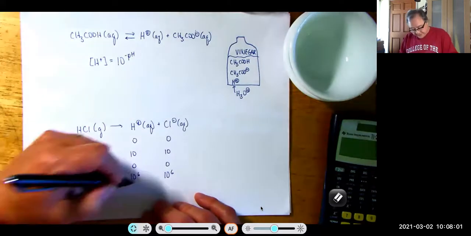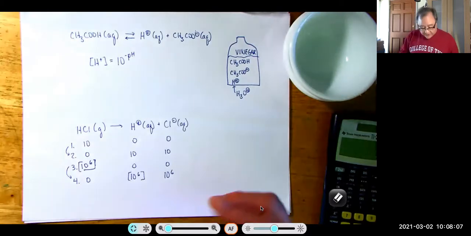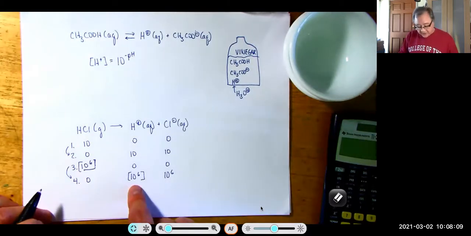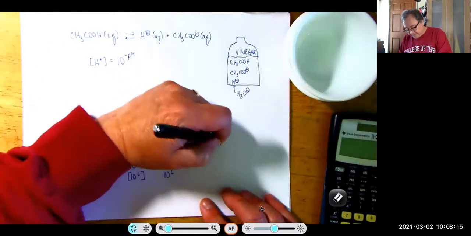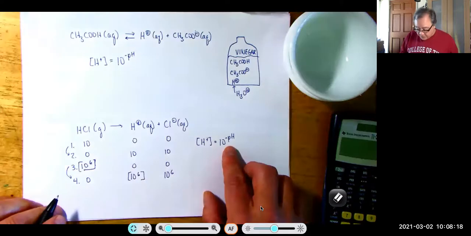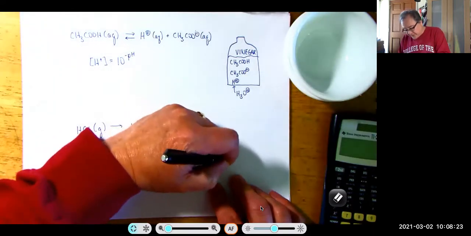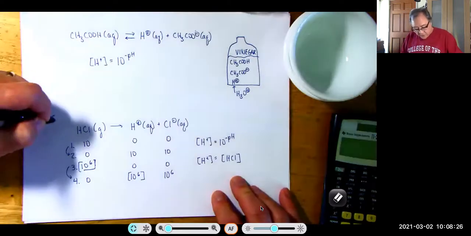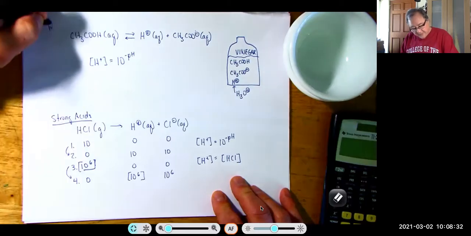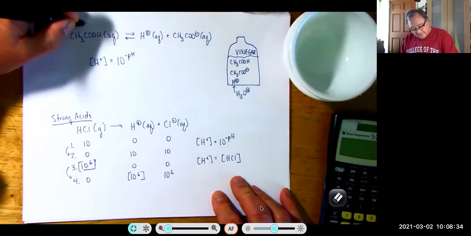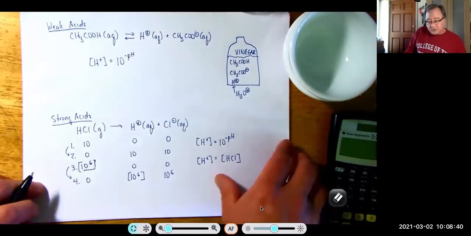The important thing here is to see that this concentration and this concentration are the same. So the concentration of the acid is equal to the concentration of the hydronium ion. So this, if you measure the pH, gives you the hydronium ion concentration. And this also gives you the acid concentration. So that works well for strong acids, but does not work well for weak acids. So how do you determine the concentration of a weak acid? Well, you do a titration.